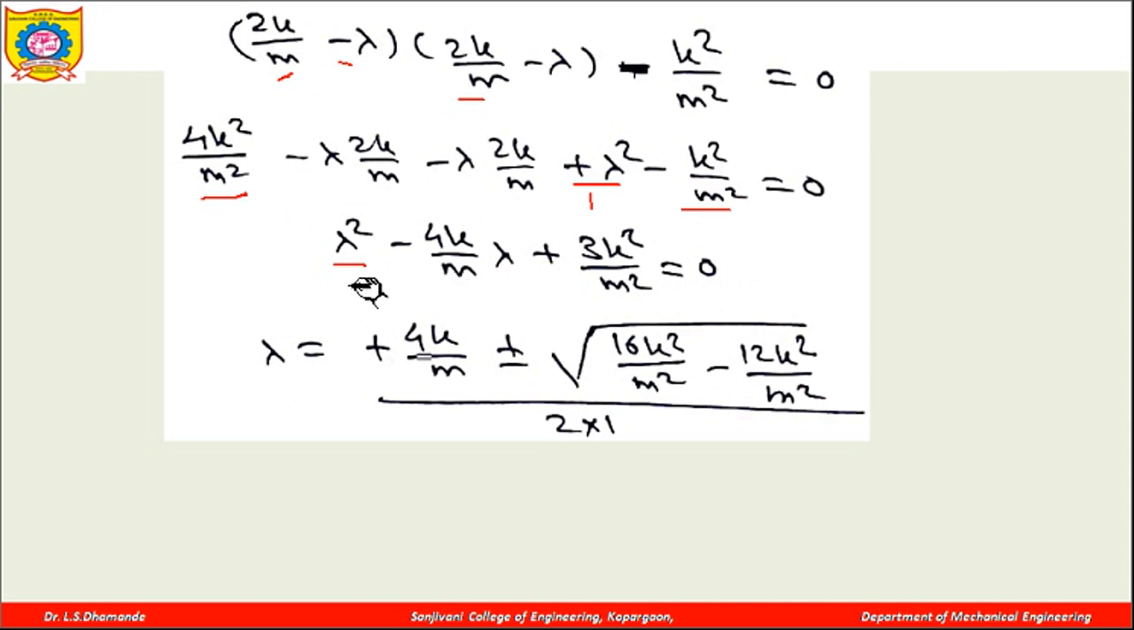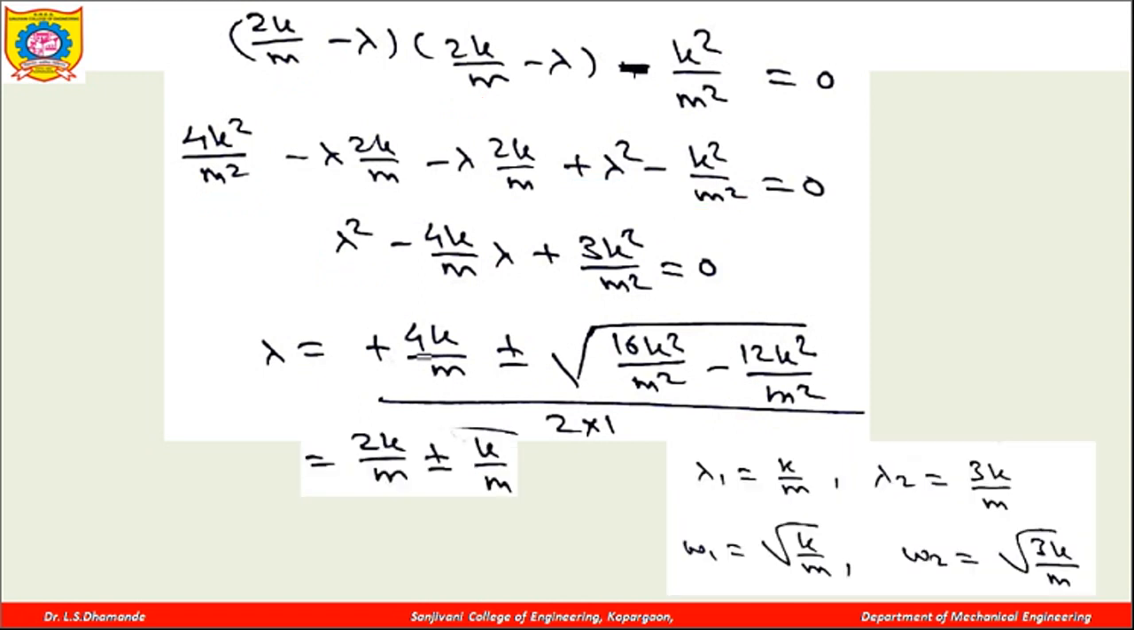Now this is in the form of an algebraic equation, like ax square plus bx plus c. So I can get the roots of this equation by using minus b plus minus root of b square minus 4ac, upon twice a. So a is 1 in this case, b is minus 4k by m. So it is minus minus plus 4k by m plus minus root of b square, so 4k by m bracket square becomes 16k square by m square, minus 4ac, so 4 multiplied by a, which is 1, multiplied by c, which is 3, so 12 k square by m square. Okay, so we will get the roots of this in this way: 2k by m plus minus k by m.